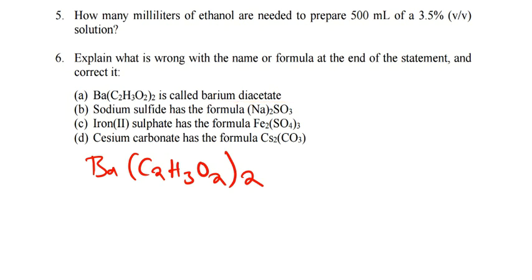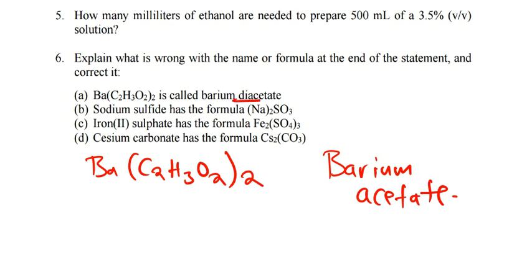Is that name okay? No, it's not. The name itself is just supposed to be barium acetate. We don't need to add a di to indicate that there are two acetate ions. Acetate itself is enough. Usually that is done when you're dealing with a single element, so barium acetate is enough.